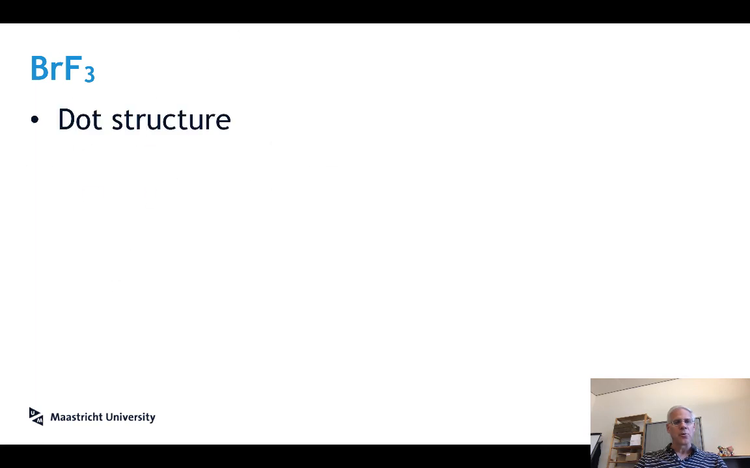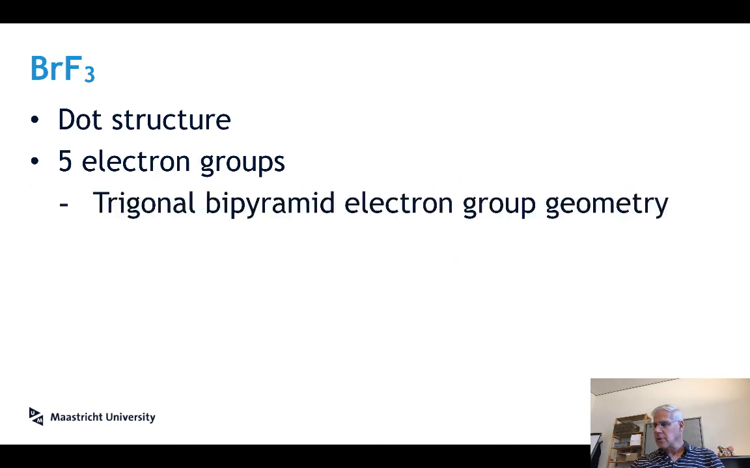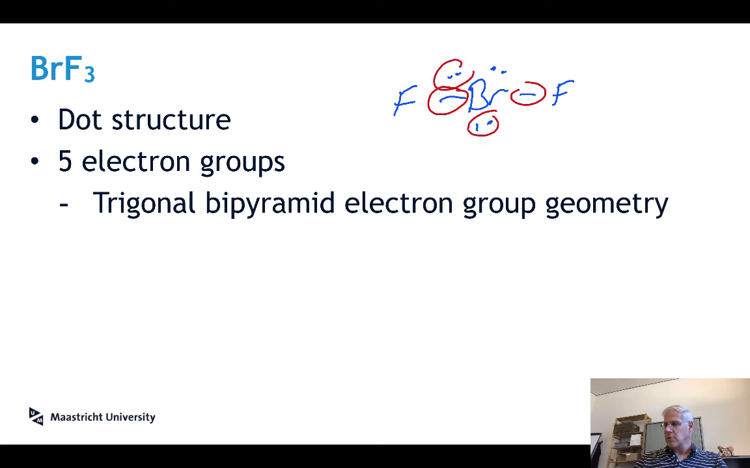And here's an example with an extended octet, BrF3. When you do the dot structure, I'm not going to go through all the steps. I'll let you do that on your own, but you get something that looks like this. You have 5 electron groups. 2 of those are bonding, and you have 3 lone pairs around that bromine.